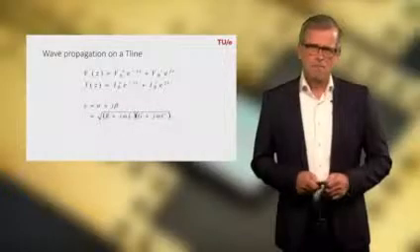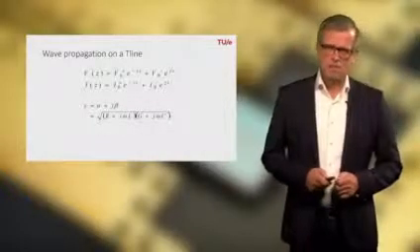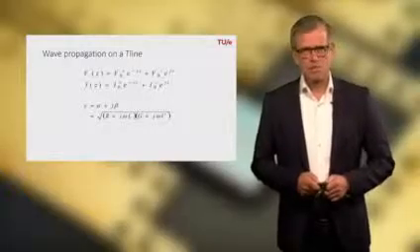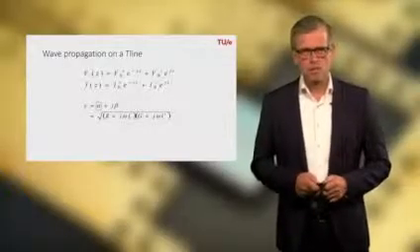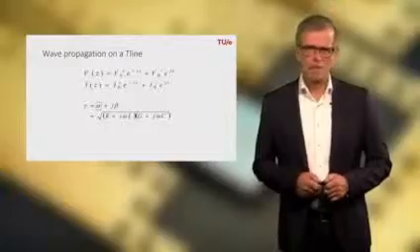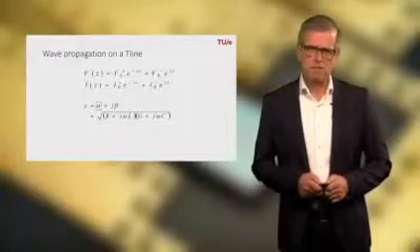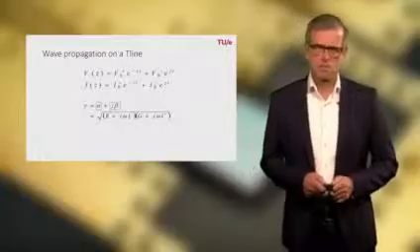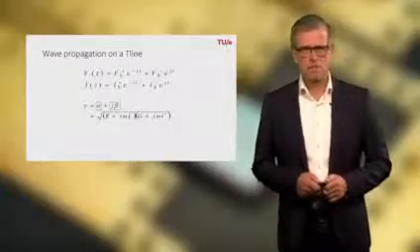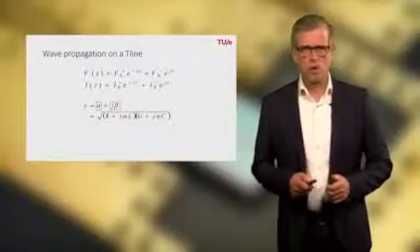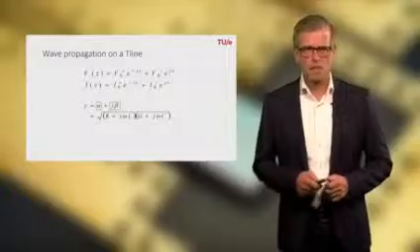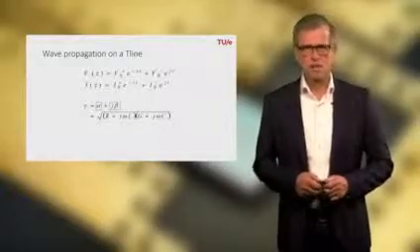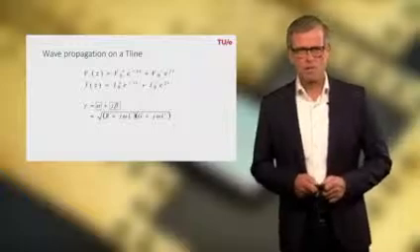Now, gamma, which is the complex propagation constant, has two components: a real part, alpha, which is the attenuation along the line, and beta, which is the phase constant, related to the phase velocity of the wave propagating along the line. Gamma can also be expressed in terms of the equivalent circuit components R, L, G, and C.